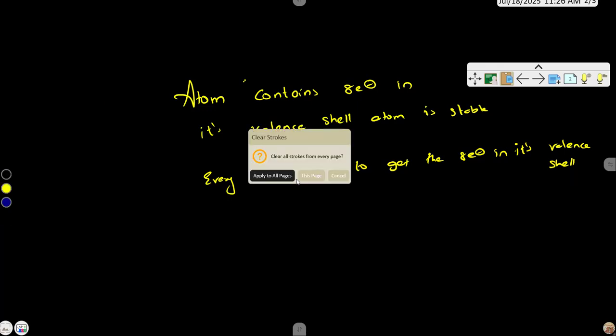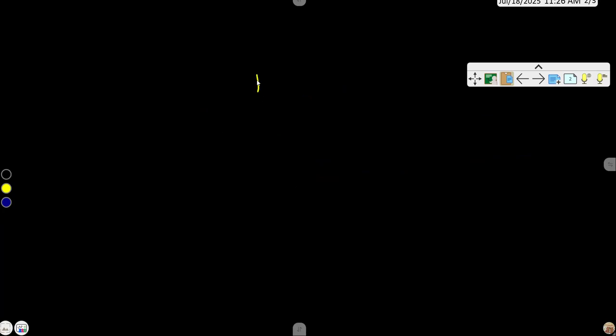Like, for example, there is neon. Let us write the configuration for neon. Neon's atomic number is 10: 1s2, 2s2, and 2p6. When I take the valence shell, that is the second shell, I have 2 plus 6, that is 8 electrons present in the valence shell of neon. So neon is stable.